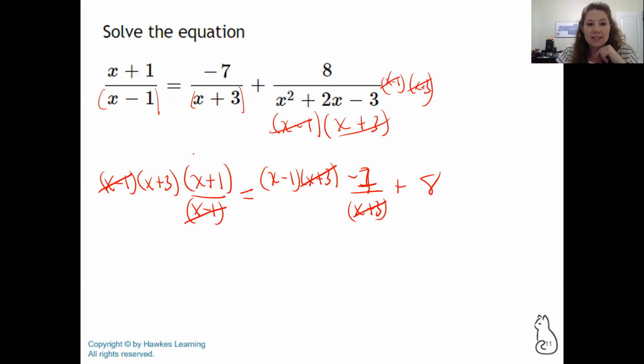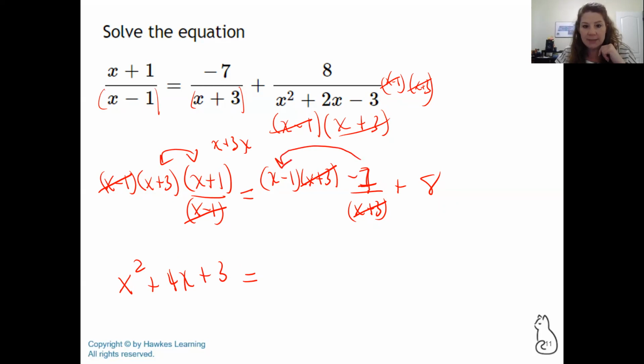We have this, so we're going to have to FOIL those. So x times x is x squared. x times 1 is 1x plus x times 3 is 3x. So 1x plus 3x is plus 4x. And then 3 times 1 is plus 3. And all of that equals -7 times x minus 1. -7 times x is -7x. -7 times -1 is plus 7 plus 8. All right, so we have our quadratic over here.